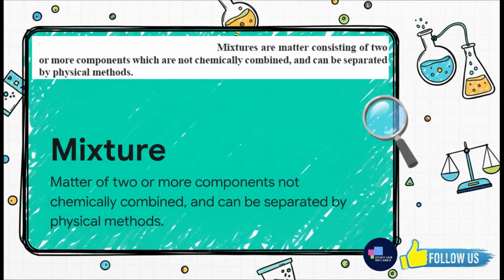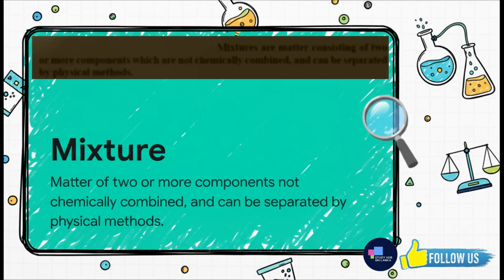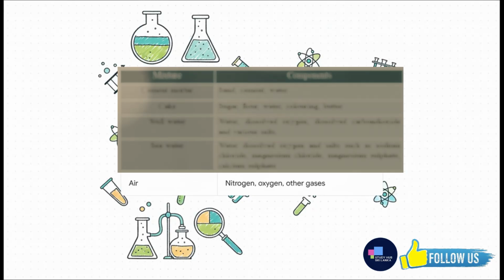Now, pay close attention to this next part. It's the most important bit. They can be separated by physical methods. This means the original things you put in are still there. They keep their own identity. They're just mixed together. These examples here really make the idea clear now.